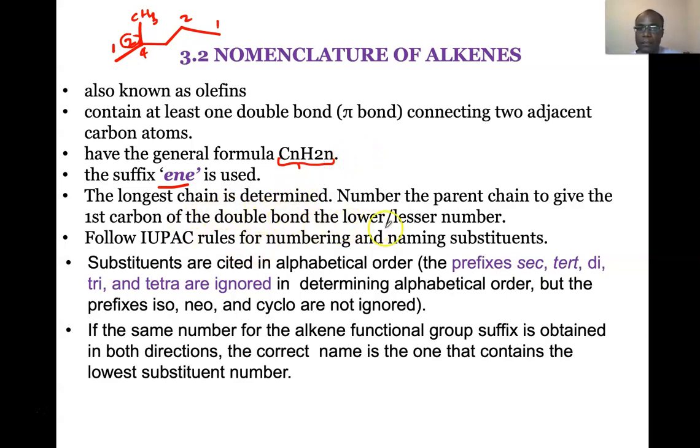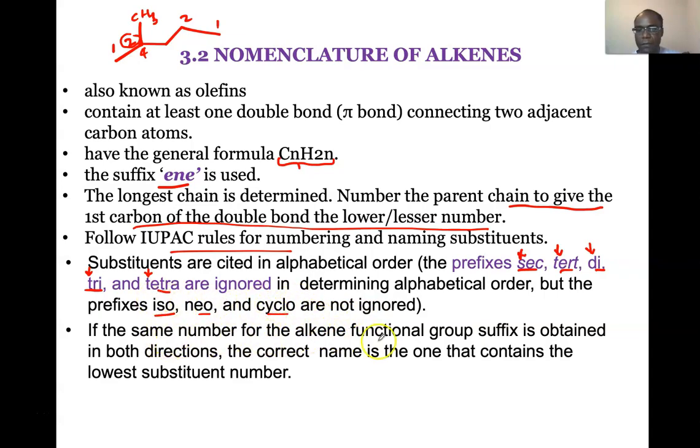The longest chain is going to be determined, and again, you have to prioritize and give the first carbon of the double bond the lowest number possible. Follow other IUPAC rules used in naming alkenes. Remember, whenever you have italicized sec-butyl, for example, tert-butyl, or the di, tri, tetra prefixes, their first letters are ignored when determining the alphabetical order in the final name. But the prefixes iso, neo, cyclo are not ignored. We consider the i, n, and c.